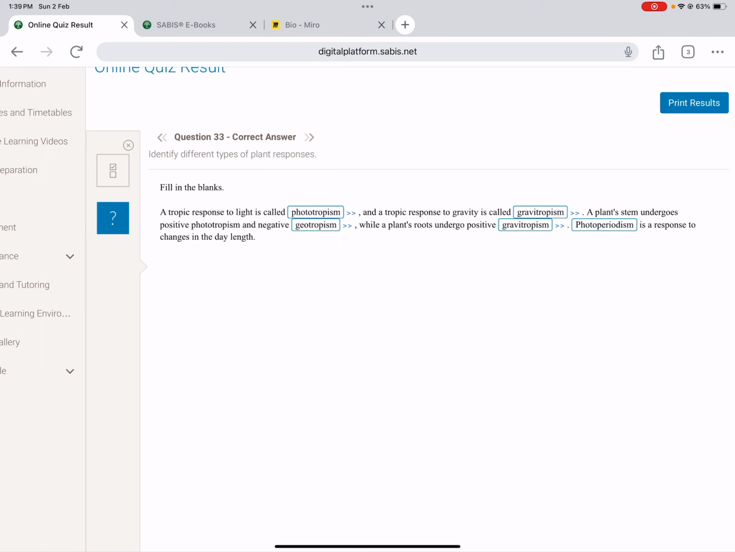Tropic response to light: whenever you see light, phototropism; gravity, gravitropism or geotropism. Plant stems show positive phototropism and negative geotropism, while plant roots show positive gravitropism and negative phototropism. Okay, we still have one more type of tropic response, which is photoperiodism, which is the changes in day length. So just know these three terms: phototropism, geotropism or gravitropism, and photoperiodism.